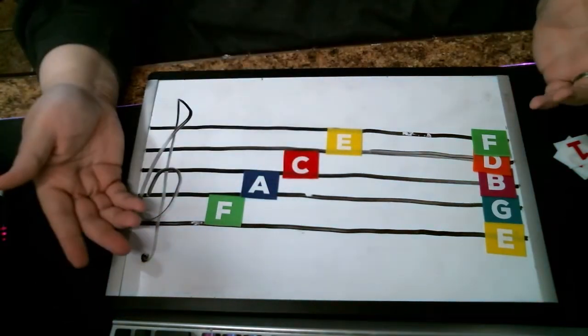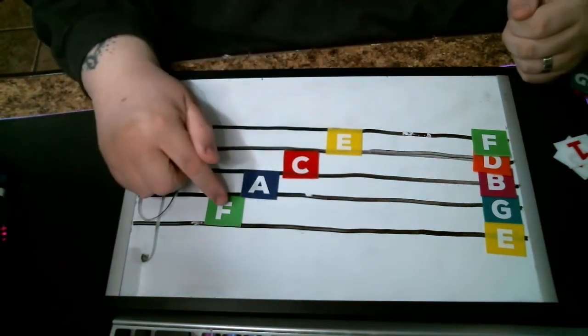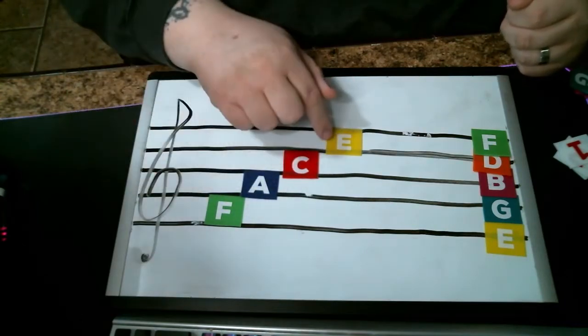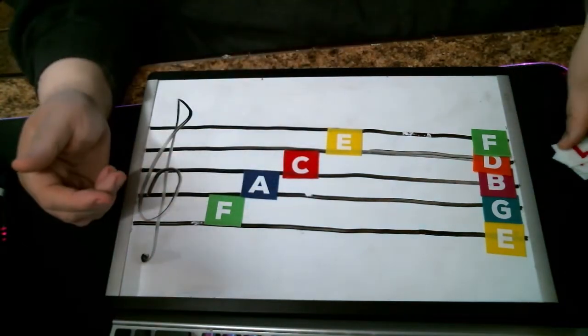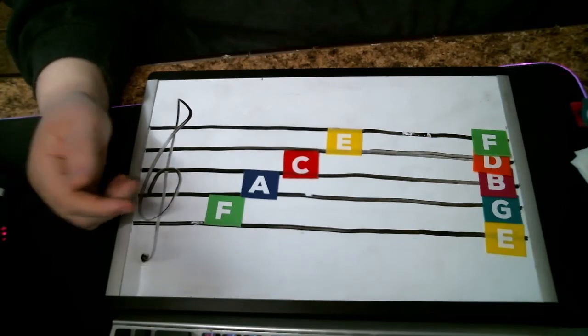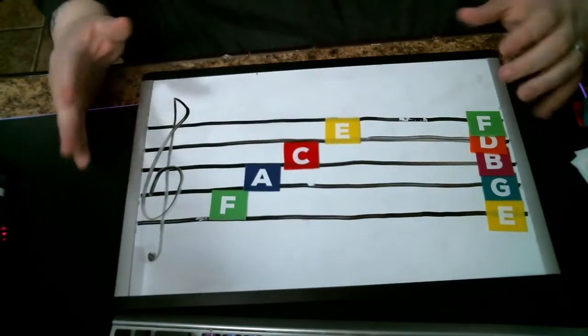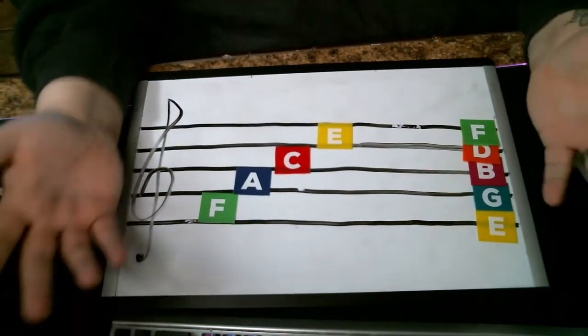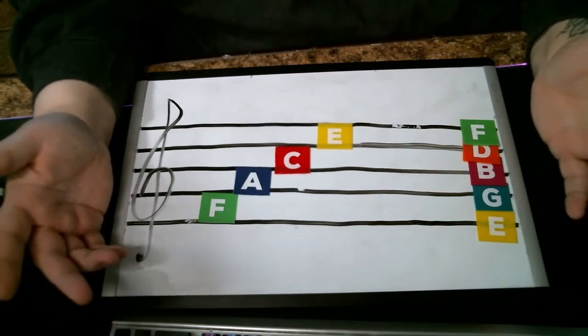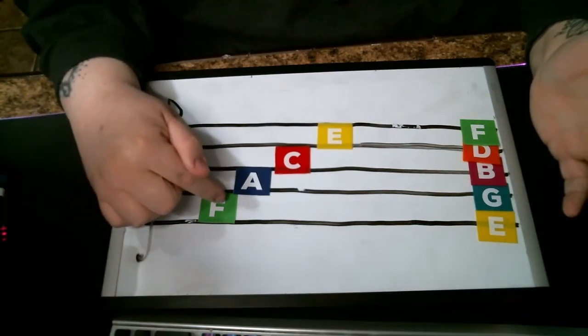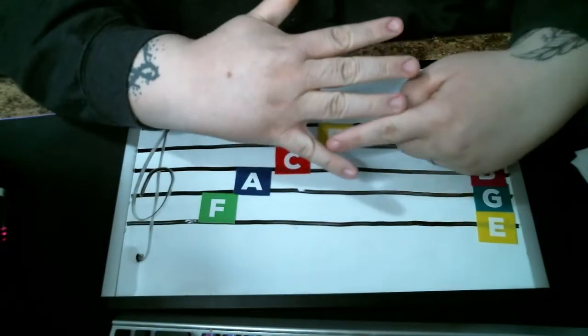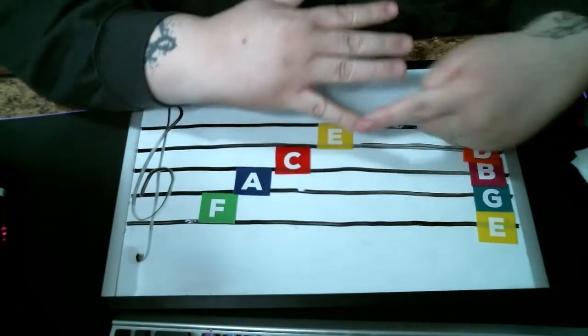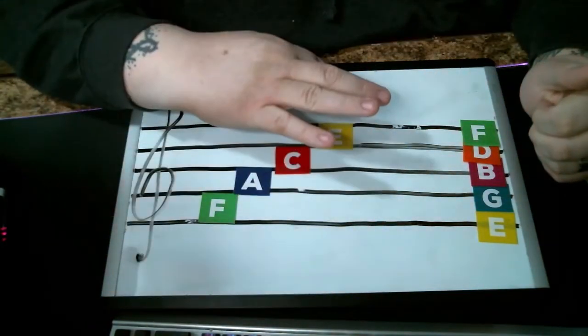F-A-C-E, face. And it's in spaces, so you can say there's a face in my spaces. Okay, that's a little childish too, but you know what? Honestly, this one is the one that I use. I've been doing this for, goodness gracious, 30 years now. And I still remember face in my spaces. Remember our line, F-A-C-E, always with the pinky on the bottom, and always start on the bottom.